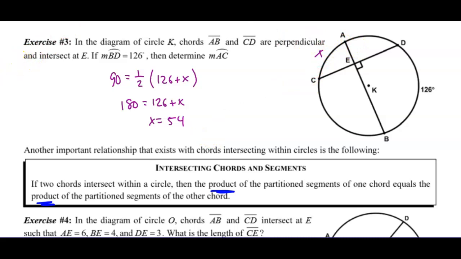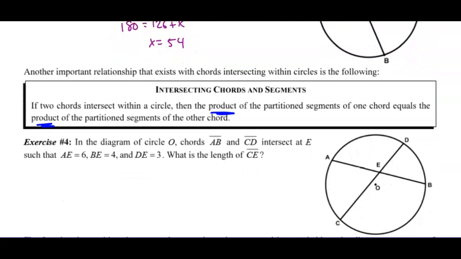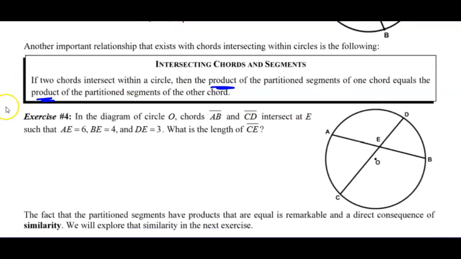All right, so going a little further down here, intersecting chords and segments. If two chords intersect within a circle, the product of the partition segments of one chord equals the product of the partition segments of another chord. Well, let me just explain what that text is saying. If I let this be x and this be y and this be a and this be b, what I'm saying here is that x times y equals a times b. In other words, if I multiply the two segments of one chord, I get the same thing as if I multiply the two segments of another chord. That's what that's getting at.